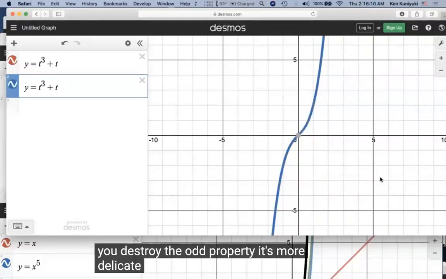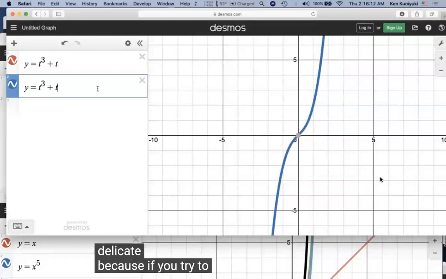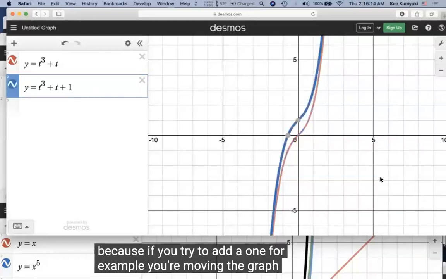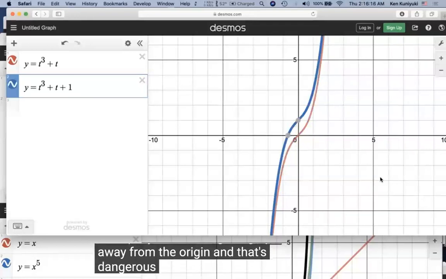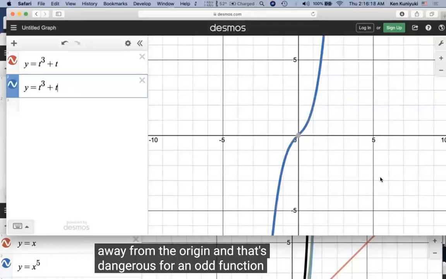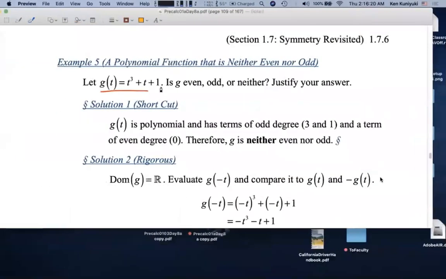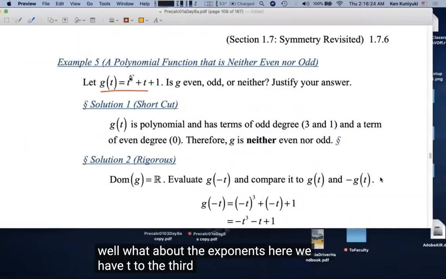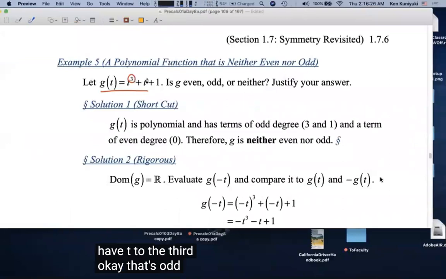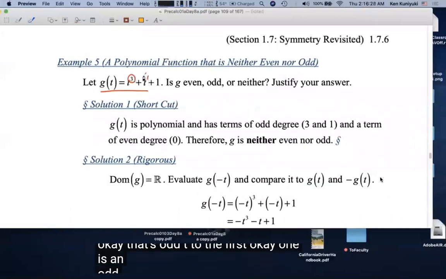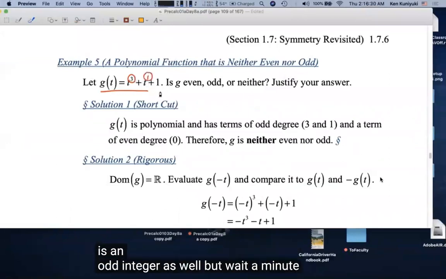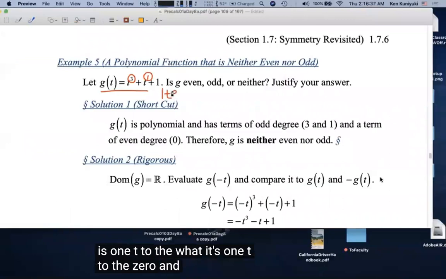It's more delicate, because if you try to add a 1, for example, you're moving the graph away from the origin, and that's dangerous for an odd function. Well, what about the exponents? Here we have t to the third. Okay, that's odd. T to the first. Okay, 1 is an odd integer as well. But wait a minute. 1 is 1t to the what? It's 1t to the 0. And 0 is an even integer.